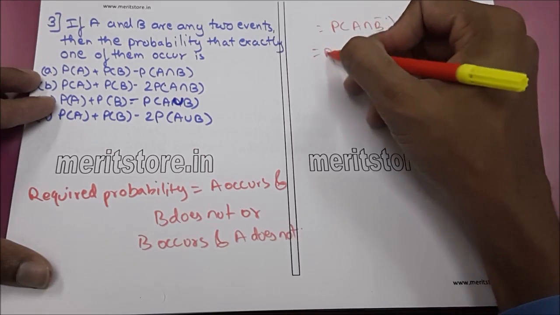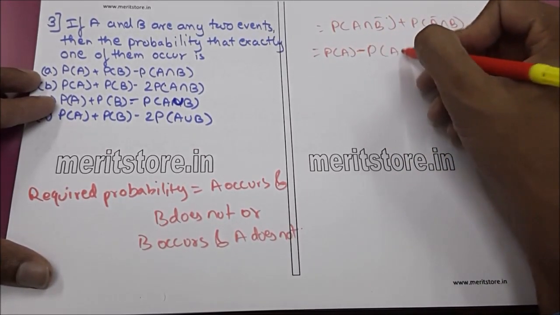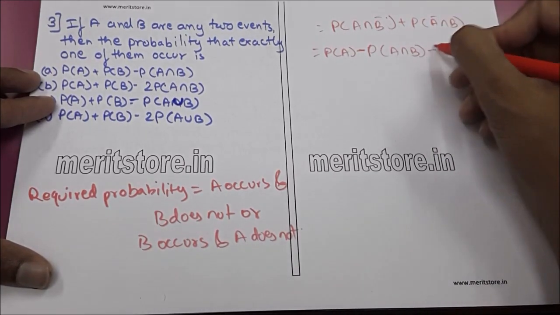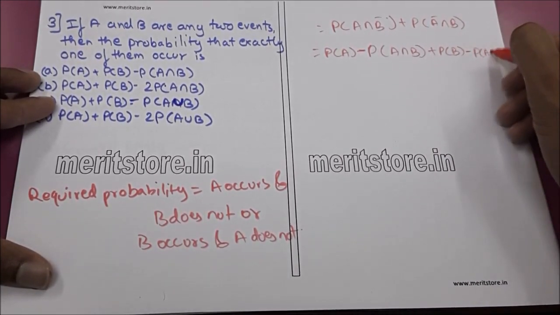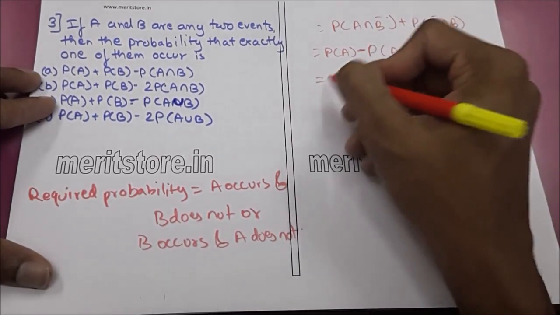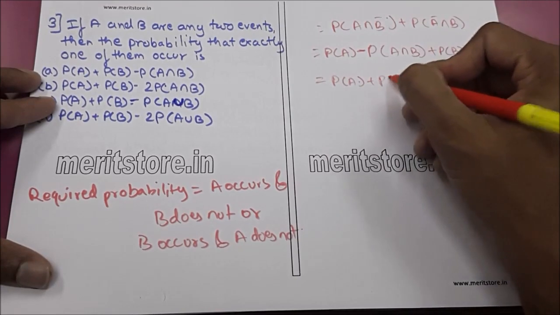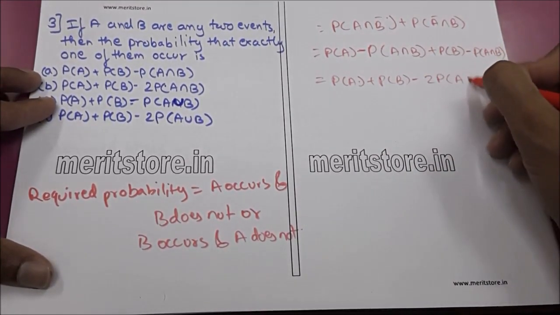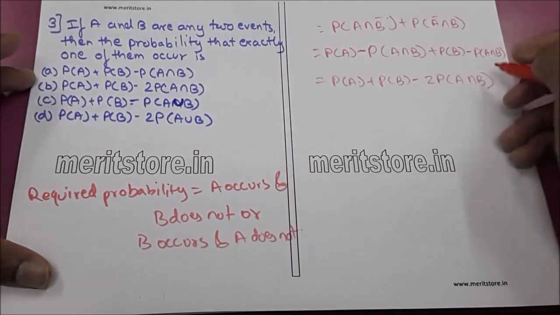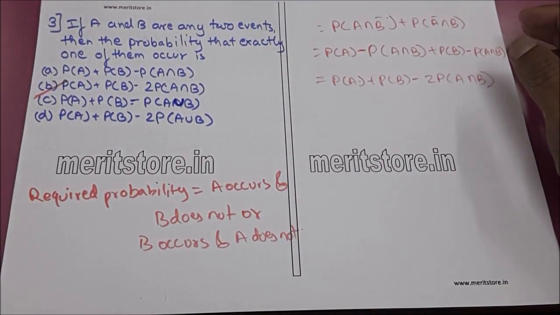We can write this as P of A minus P of A intersection B plus P of B minus P of A intersection B, which is equal to P of A plus P of B minus 2 P of A intersection B, which is our option B. Option B is the correct answer.